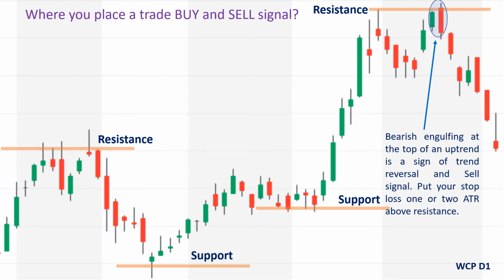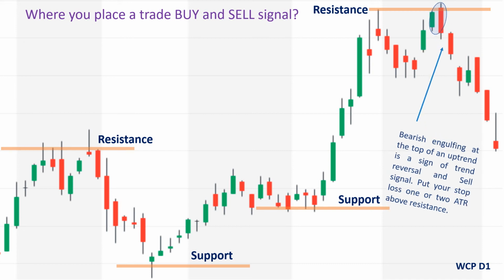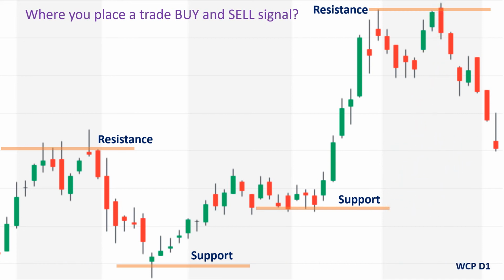A bearish engulfing at the top of an uptrend is a sign of a trend reversal and a sell signal. Put your stop loss 1 or 2 ATR above resistance. This is a Yahoo Finance WCP stock, D1 time frame.